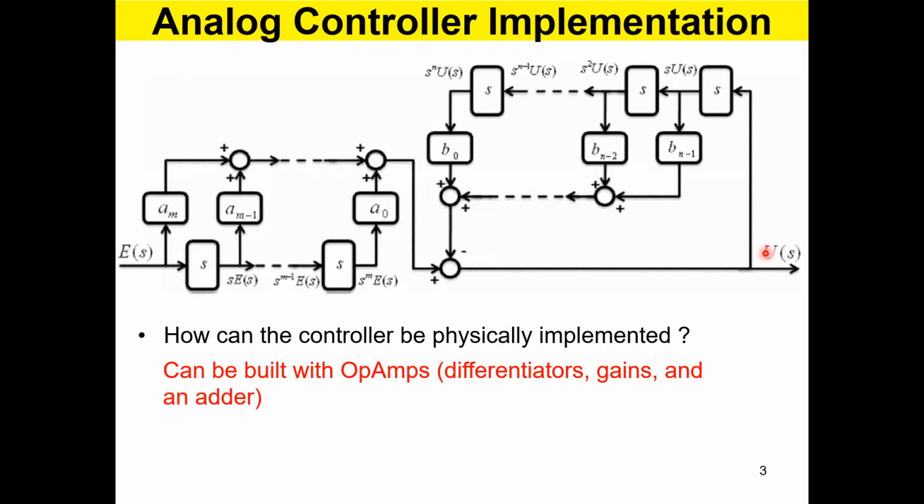Now, we know with a very high degree of clarity what's happening inside a controller, analog controller. To implement this one, right, we need to be able to differentiate signals, multiply signals, add signals. Okay, these are things we need to do. So my question is, how can the controller be physically implemented? The answer is, it can be built with op-amps.